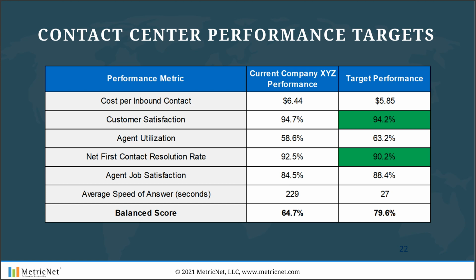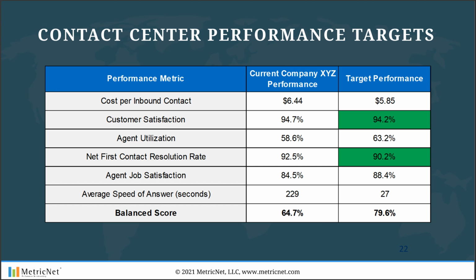Now, when we run the scorecard with these target performance numbers, we can simulate what the balanced score would be, and they would be at 79.6%. So when we originally calculated their balanced score, they were at 64.7%. If they hit these target performance levels, top quartile for each metric, their balanced score will go to 79.6%. That's also a top quartile score.